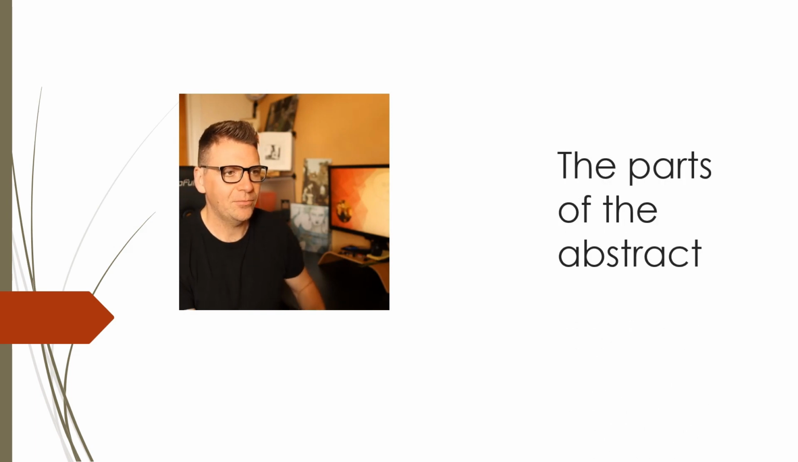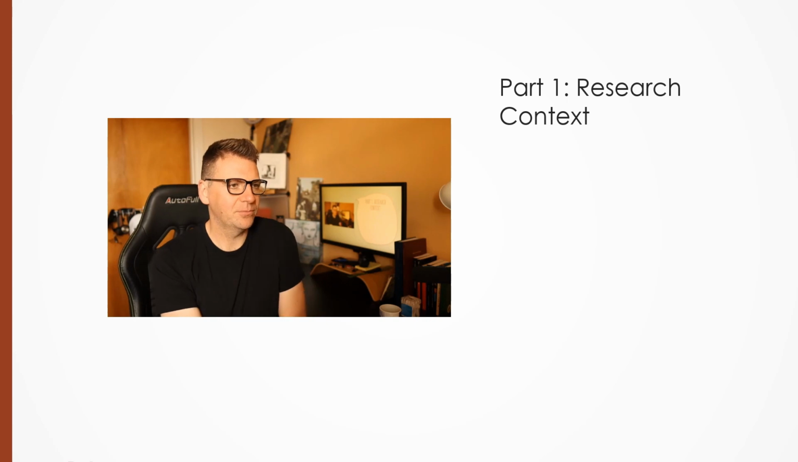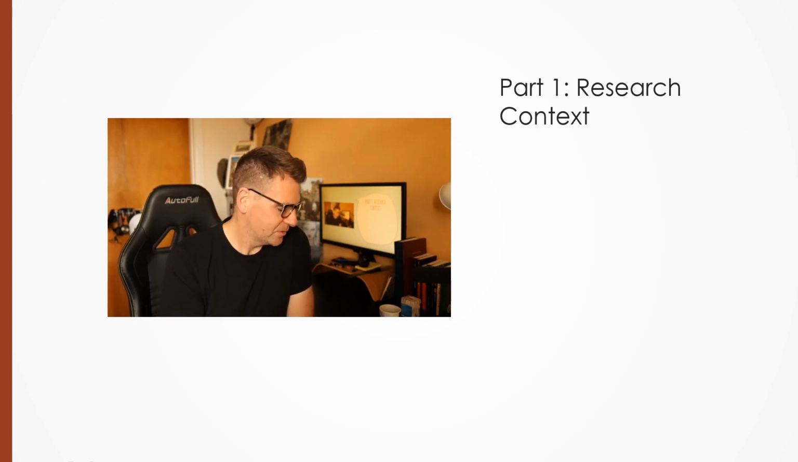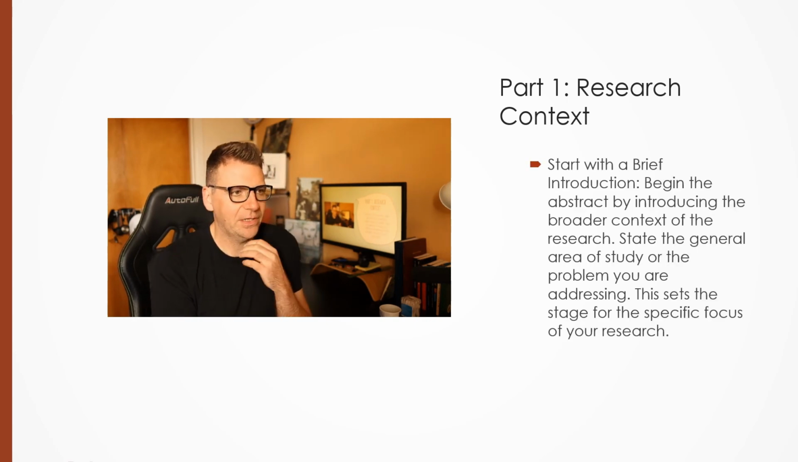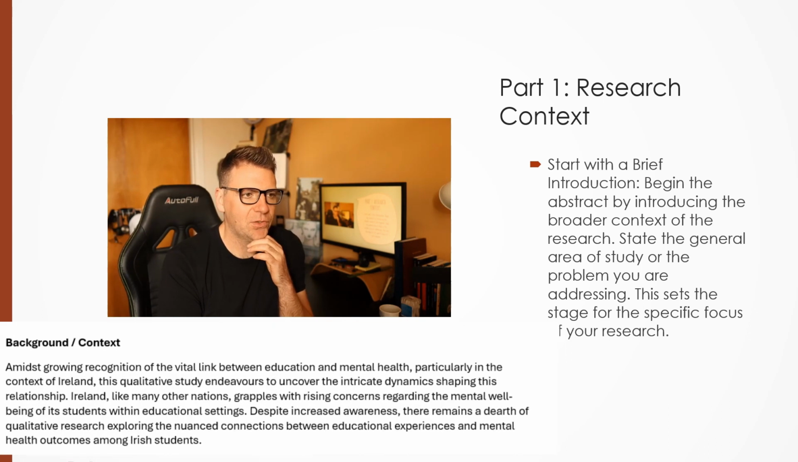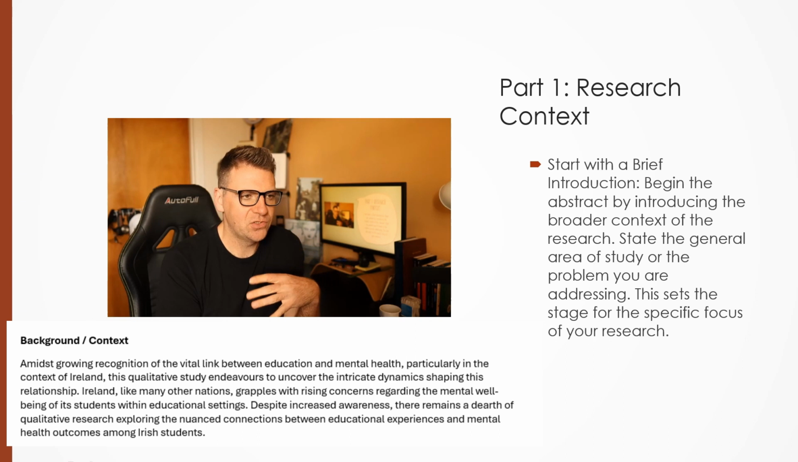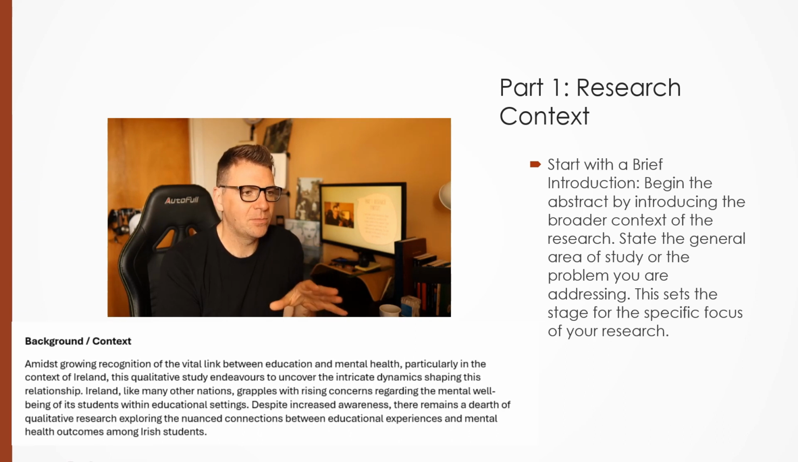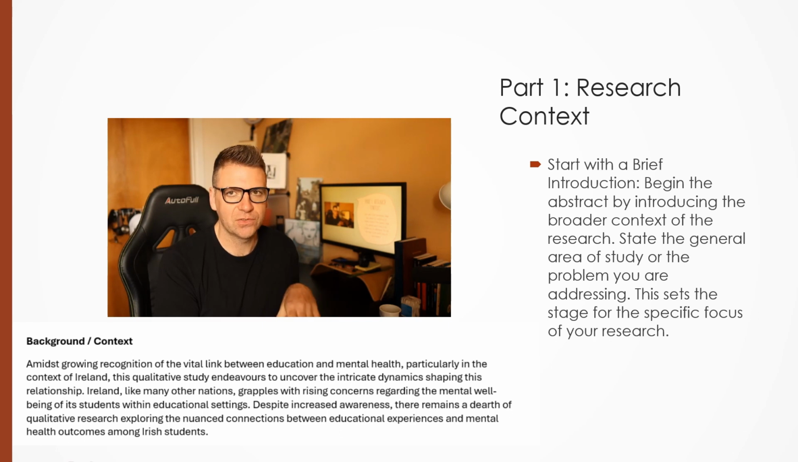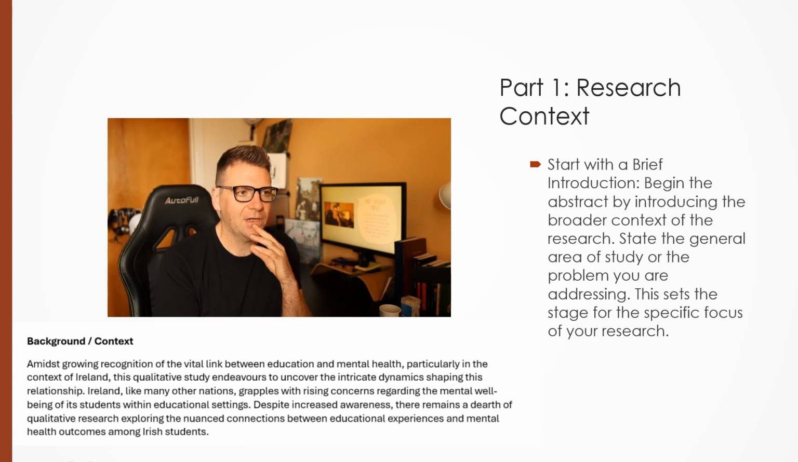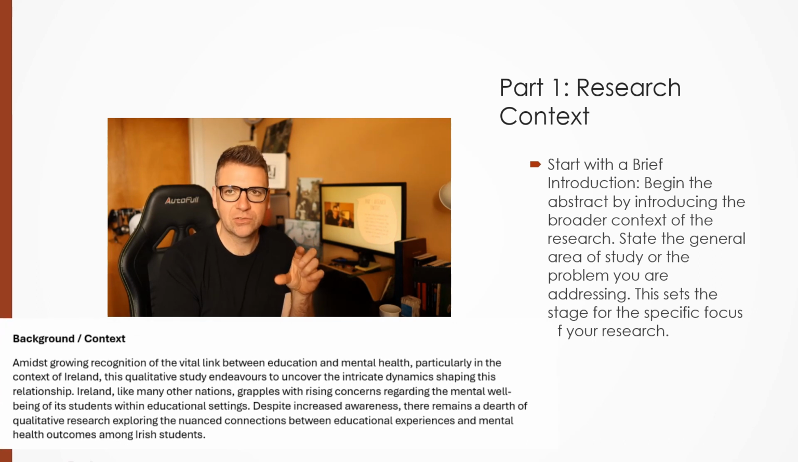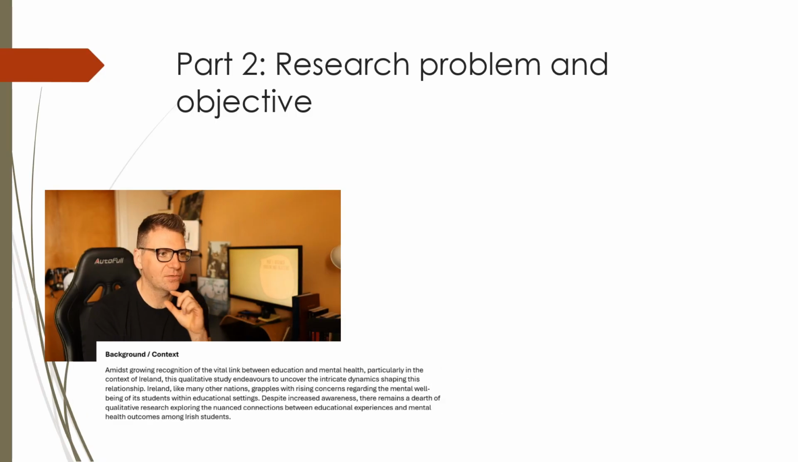So here we go. Look, I even wrote a little introductory slide, the parts of the abstract. Okay, so here's one. Part 1, research context. So when you're starting off your abstract, begin with a brief introduction. Start by introducing the broader context of the research, state the general area of study or the problem you are addressing. This sets the stage for the specific focus of your research, okay? So kind of like a mini version of your introductory section in your introduction chapter. You just want a condensed version of that, okay?